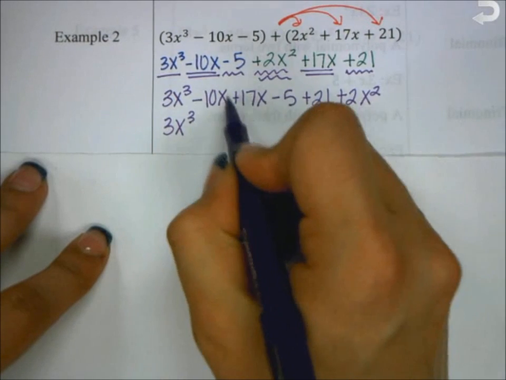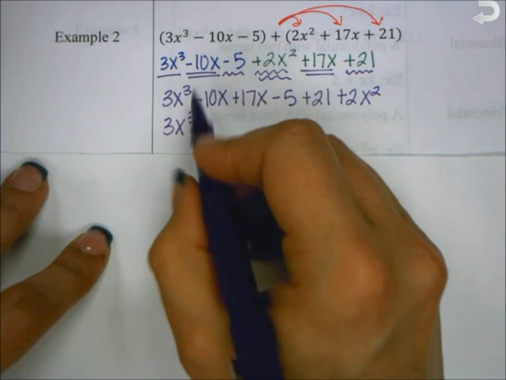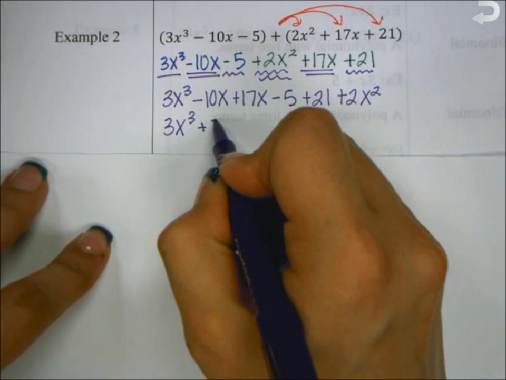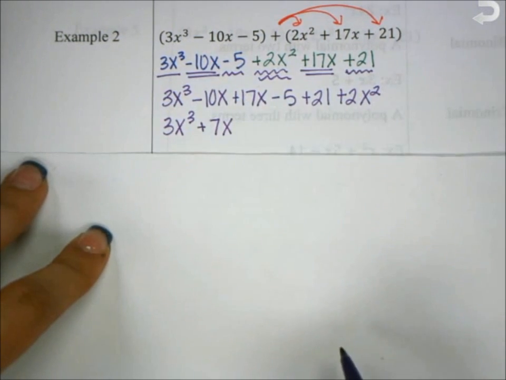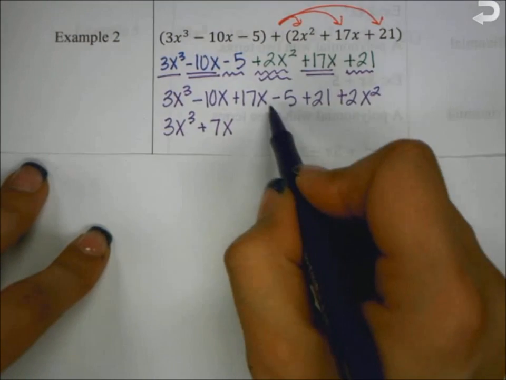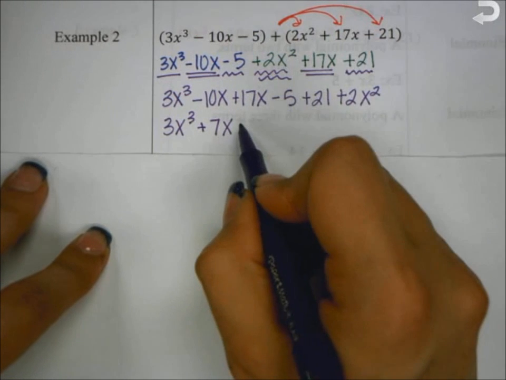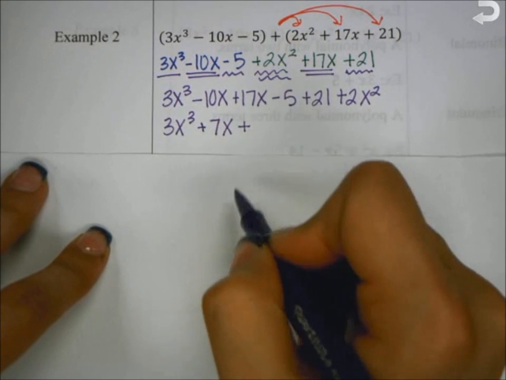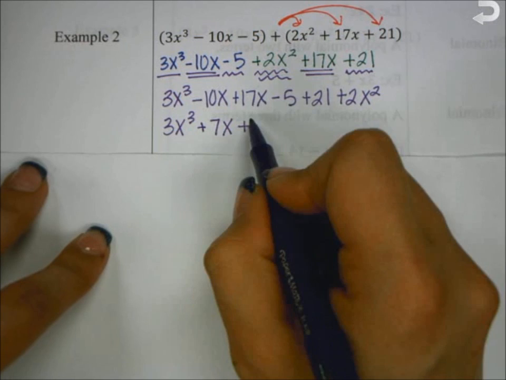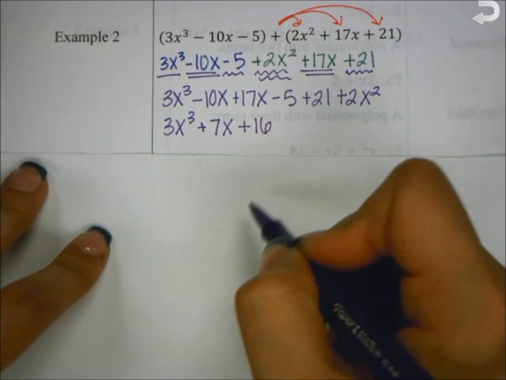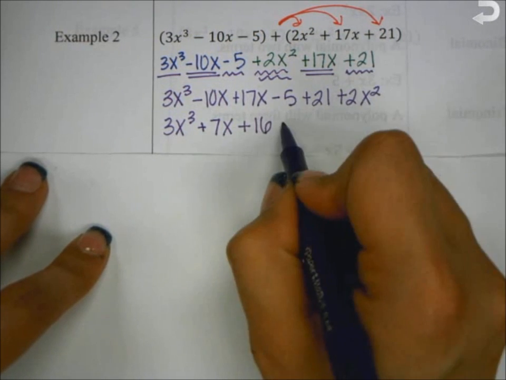Negative 5 plus 21 is positive 16. Plus 16. And then plus 2x squared, right? Because there's nothing to combine it with. Okay, am I finished? Nope. I'm not done yet.